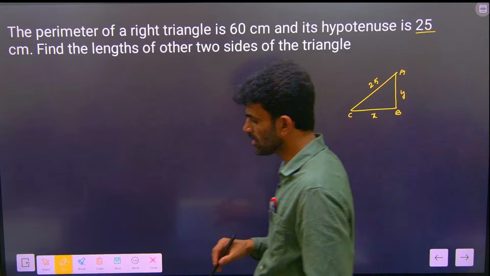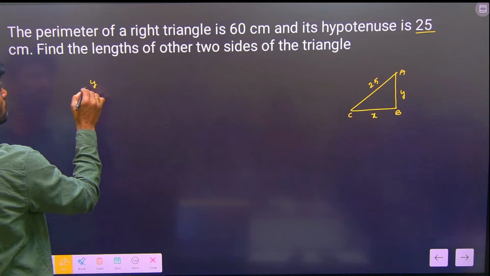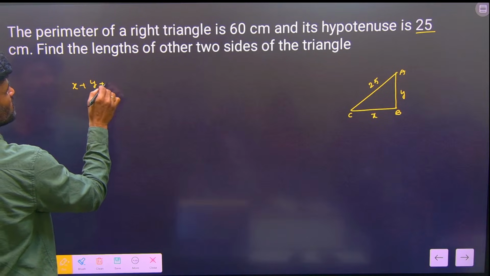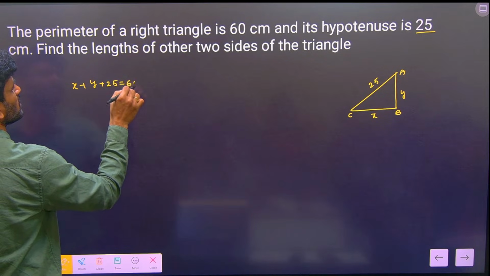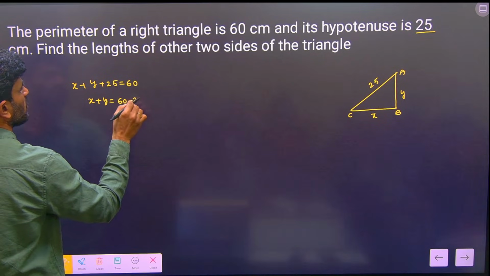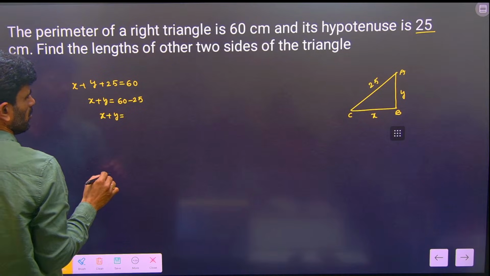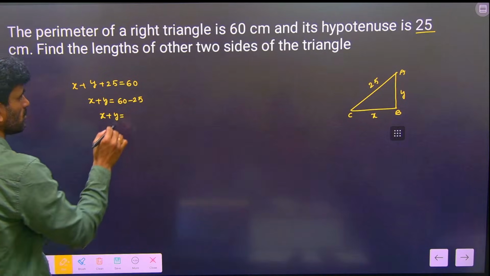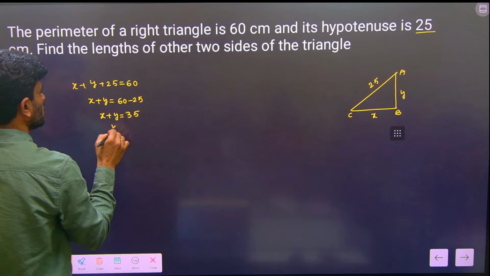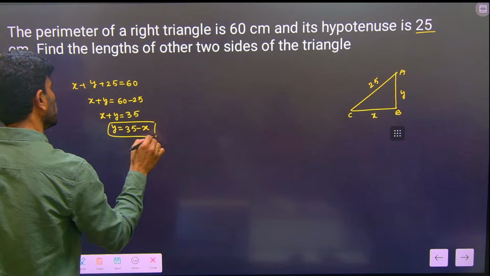Because perimeter is given, perimeter means what? Sum of all the sides. So x plus y plus 25 is equal to 60. So x plus y is equal to 60 minus 25. X plus y is equal to 35, y is equal to 35 minus x. Let it be equation 1.